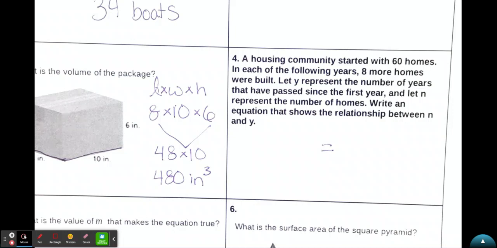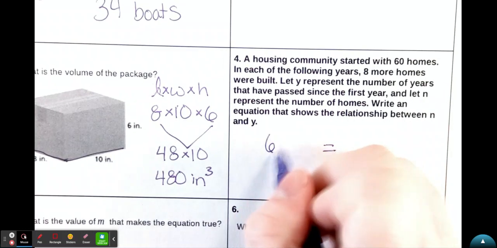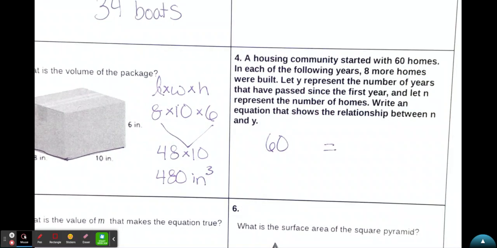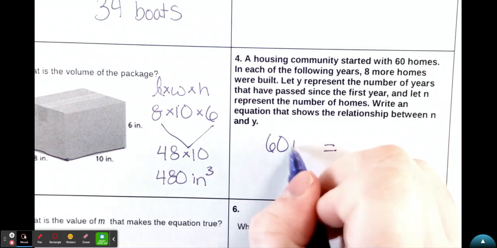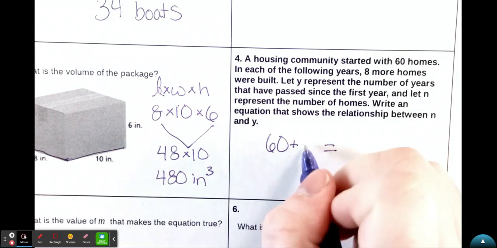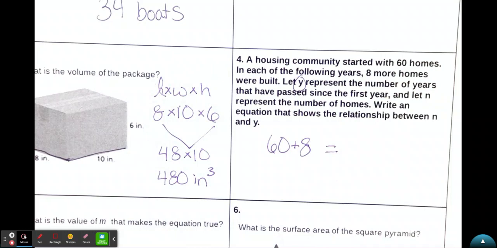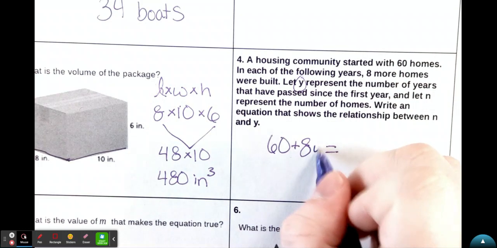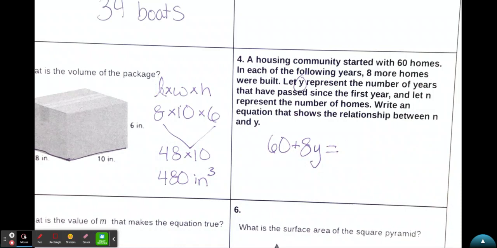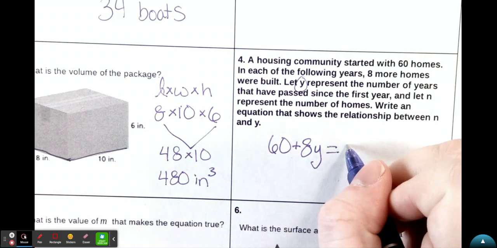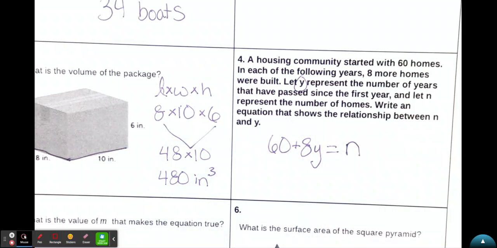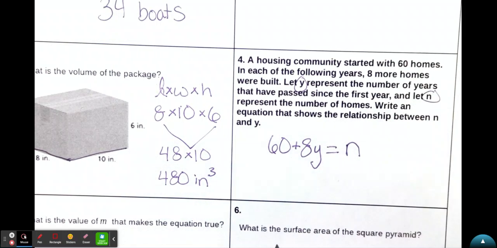Sure. Let me try to explain it a little bit. Okay. So how many homes did we start with? 60. Are there any more homes? Yes. Every year, how many are added? 8. 8 per year means 8 times the amount of years. Do we know how many years there were? No. We know that it's going to be represented by y. So 8 times y. Okay? And what is that going to equal? It's going to equal n, right? Because n is the number of houses that are built.